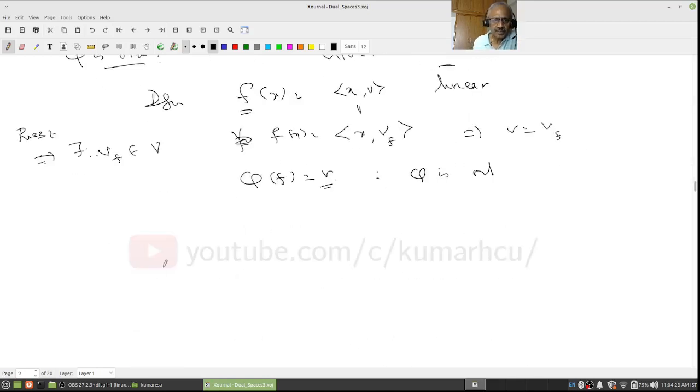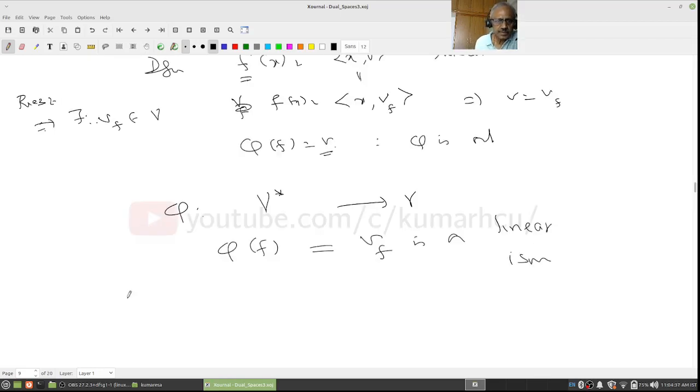So what does it mean? Therefore phi, the map from V star to V given by phi of f equal to v_f, is a linear isomorphism. Hence, if V is a finite dimensional inner product space, we can identify V star with V.